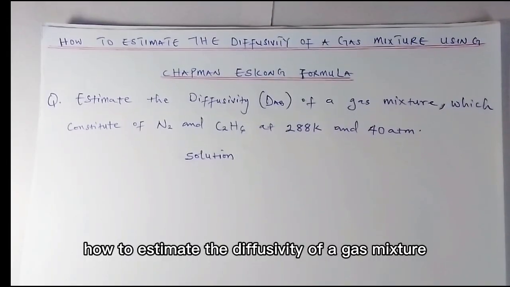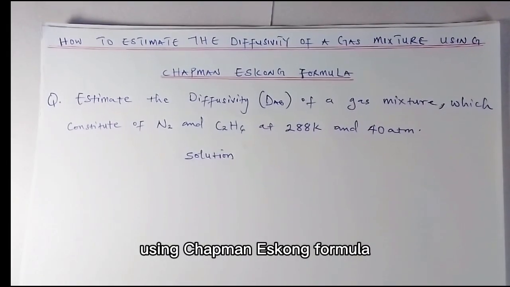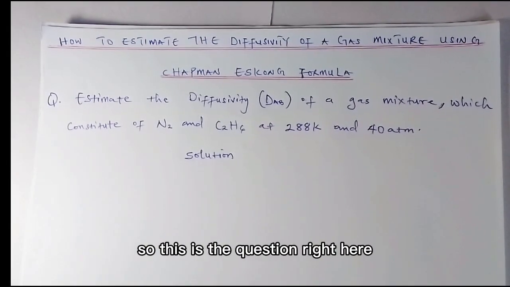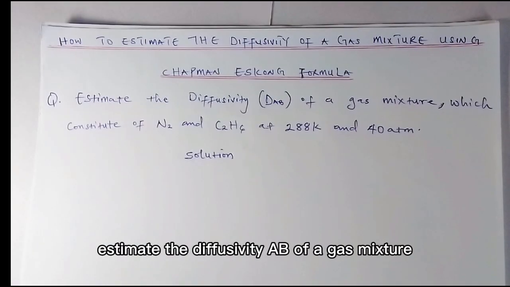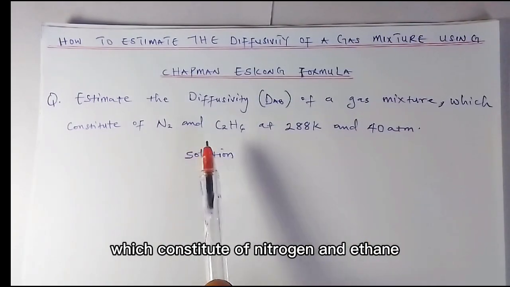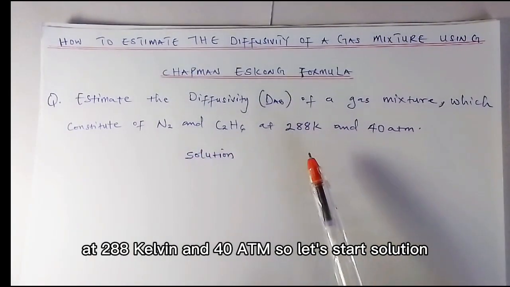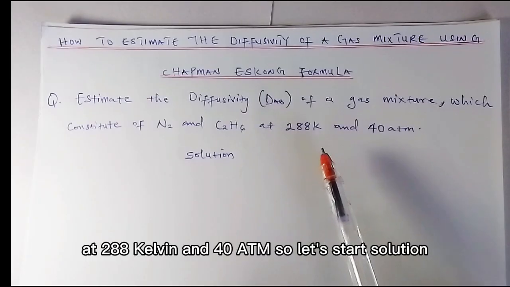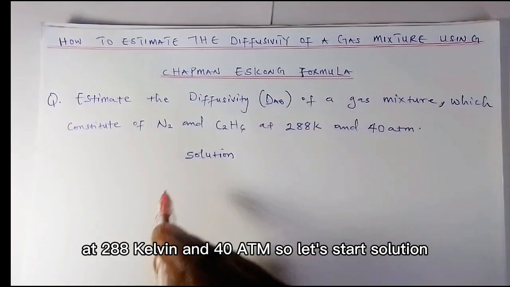How to estimate the diffusivity of a gas mixture using the Chapman-Enskog formula. So this is the question right here. Estimate the diffusivity AB of a gas mixture which constitutes nitrogen and ethane at 288 Kelvin and 40 atm. So let's start. Solution.